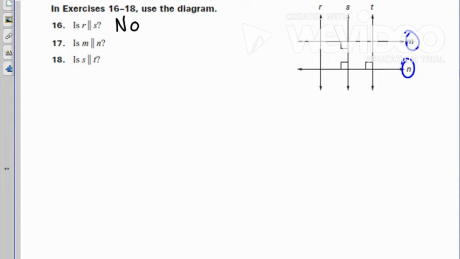All right, so if we notice, we are trying to prove things are parallel, so we're not going to be using the perpendicular transversal theorem. We're actually going to be using the lines perpendicular to a transversal theorem. So, do we have two lines that are perpendicular to the same line? In this case, yes, we do. We have this angle here with S, and this angle here with S as well. So M and N both have perpendicular angles. So in this example, we would say 17 is yes.